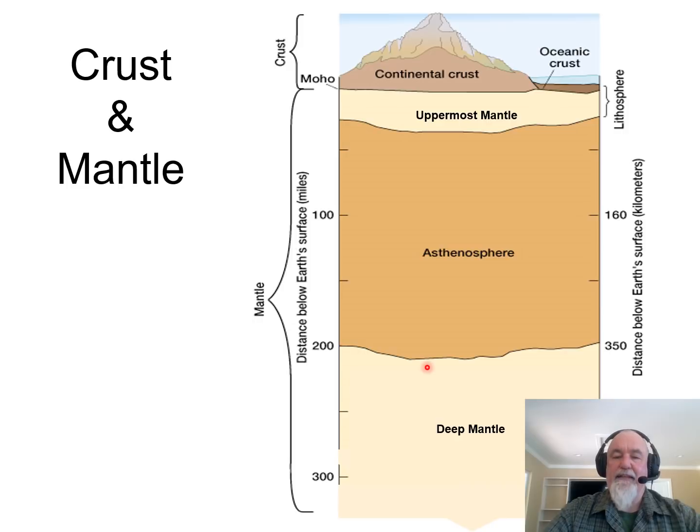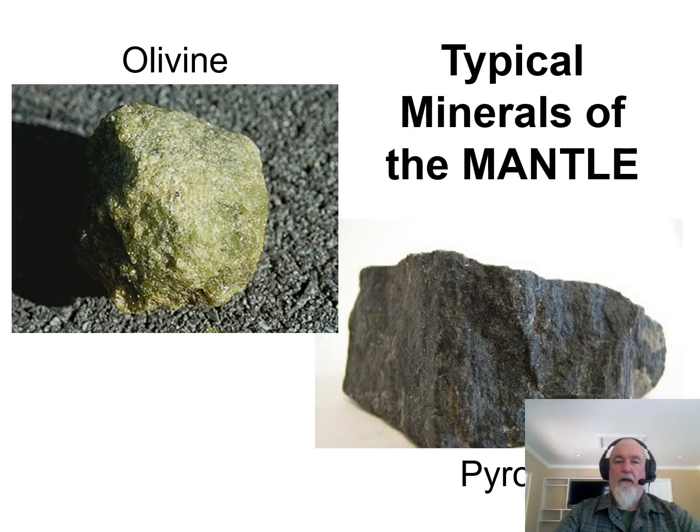Below that, we have the deep mantle. The deep mantle goes from about 200 miles below the surface to 1,800 miles below the surface. But again, this was too small to see on the earlier diagram, so I had to blow that up to see it up close. Use those minerals of the mantle, olivine and pyroxene. You can kind of see why olivine gets its name, and pyroxene, those darker colors here, representing high concentrations of iron, magnesium, etc.